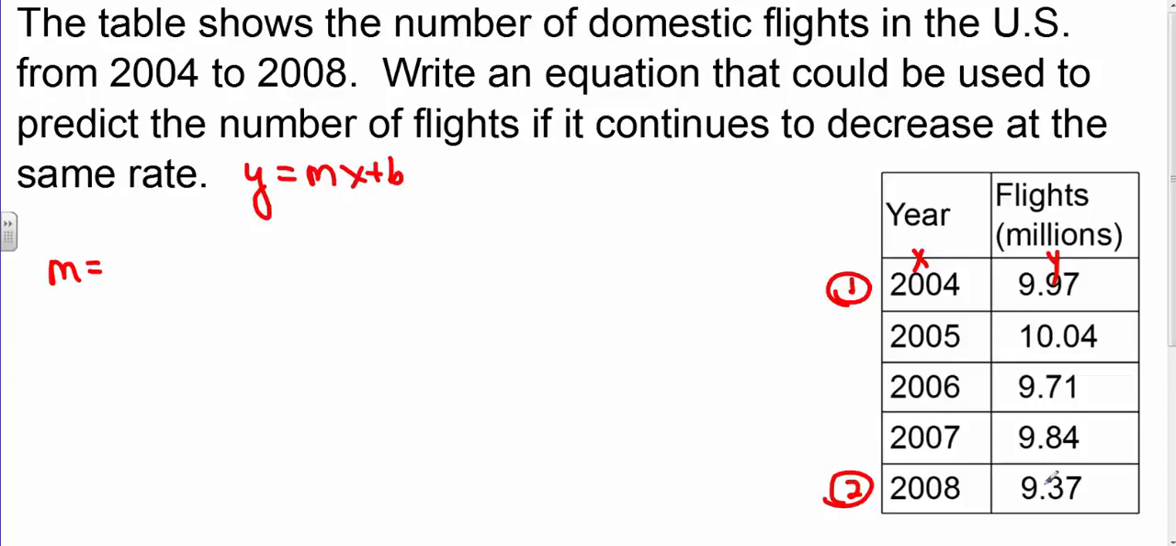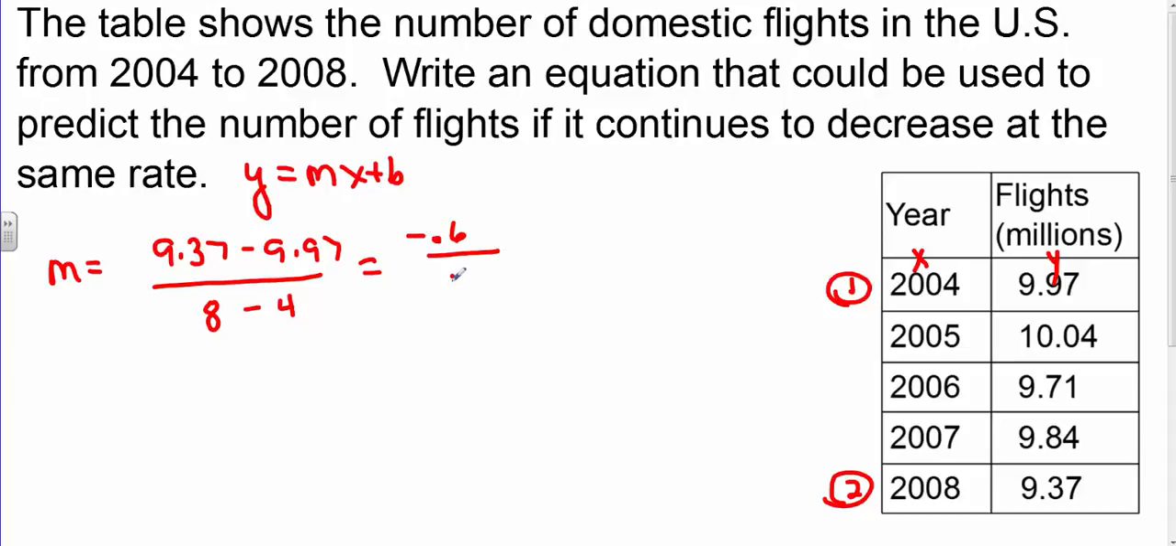Point number 2, 9.37, minus point number 1, 9.97, over point number 2, which is 8, minus point number 1, which is 4. We can ignore the 2000 part of it. That gives us negative 0.6 over 4. When we do that, we get negative 0.15. So now we've got the slope. What we need to find now is the y-intercept.